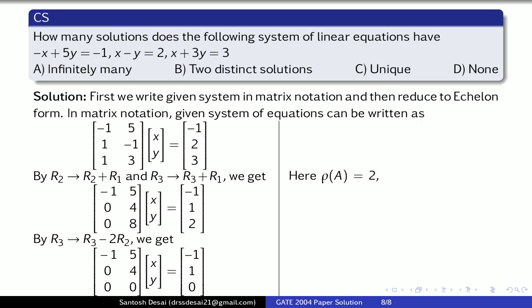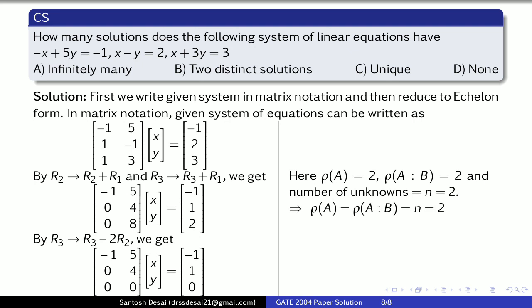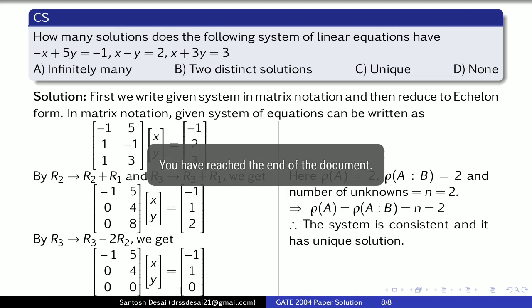Now here the rank of A is equal to 2, that is the number of non-zero rows, and the rank of AB is also equal to 2, and the number of unknowns n is equal to 2. This implies that rank of A is equal to rank of AB is equal to n is equal to 2, and therefore the system is consistent and it has a unique solution.